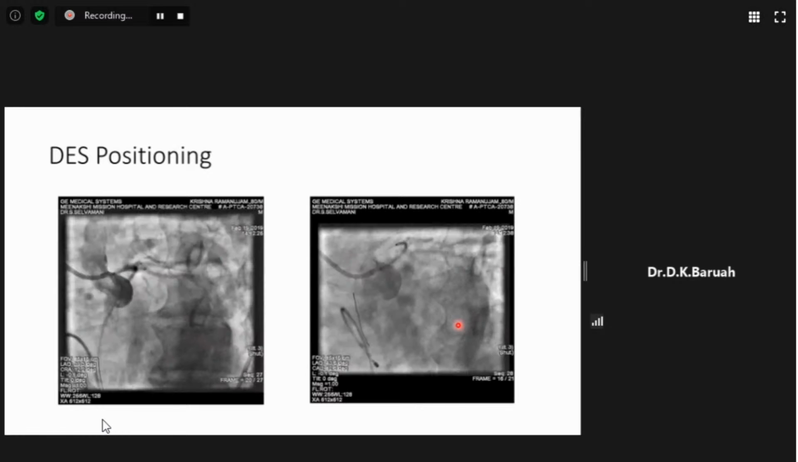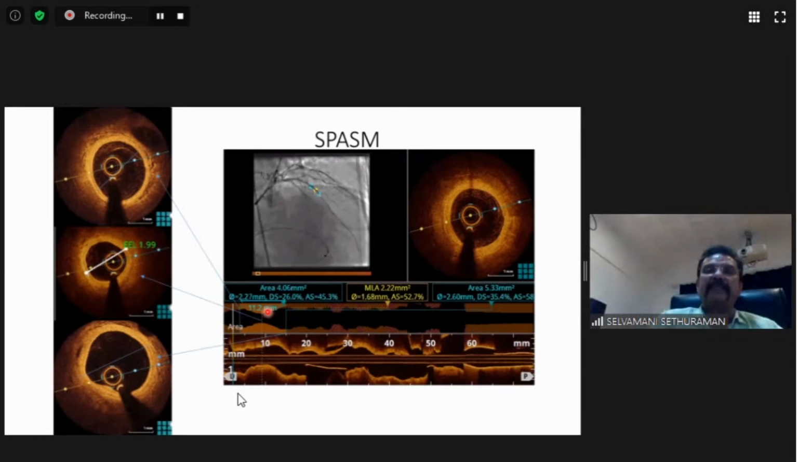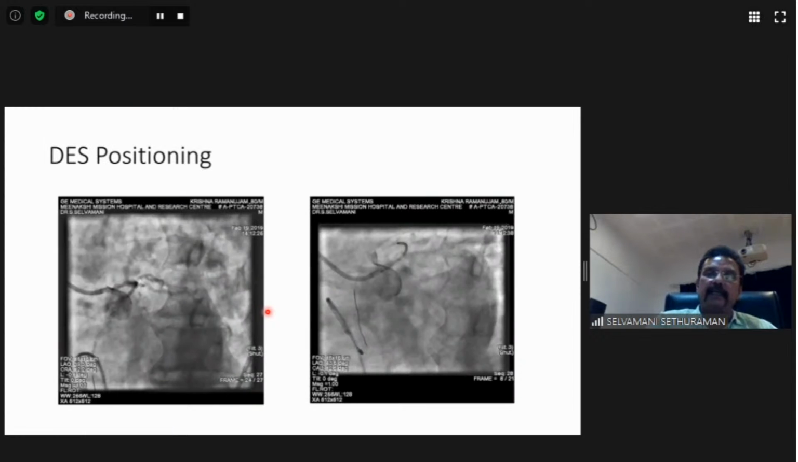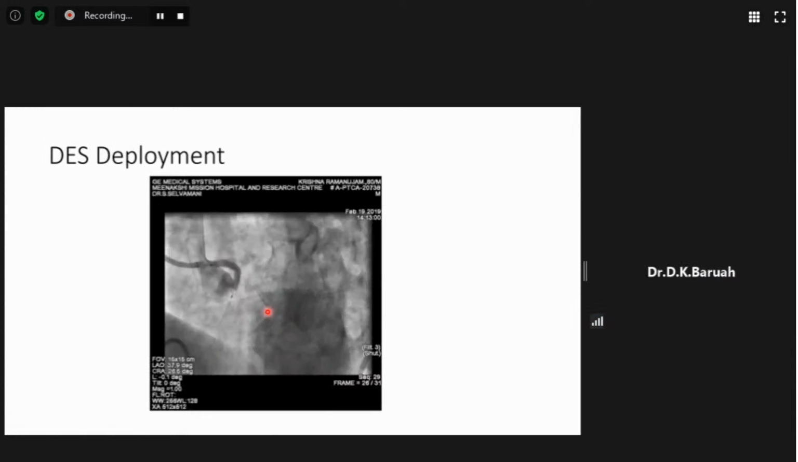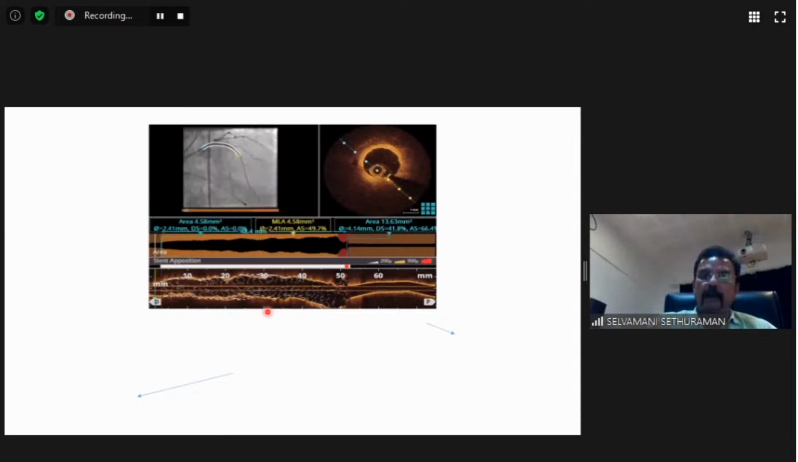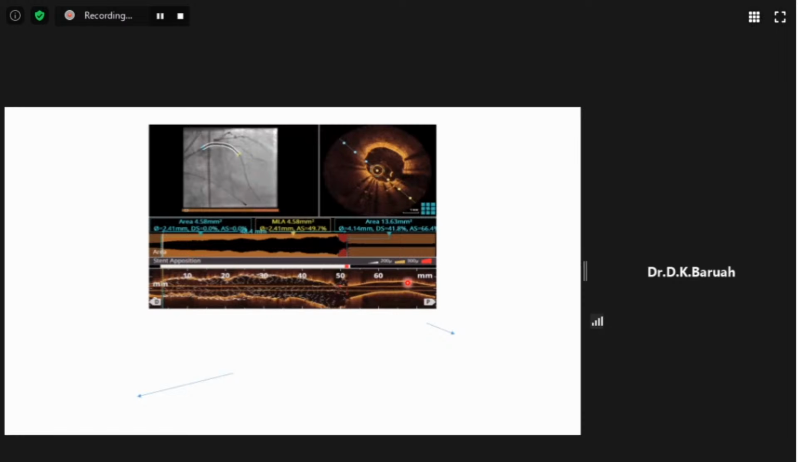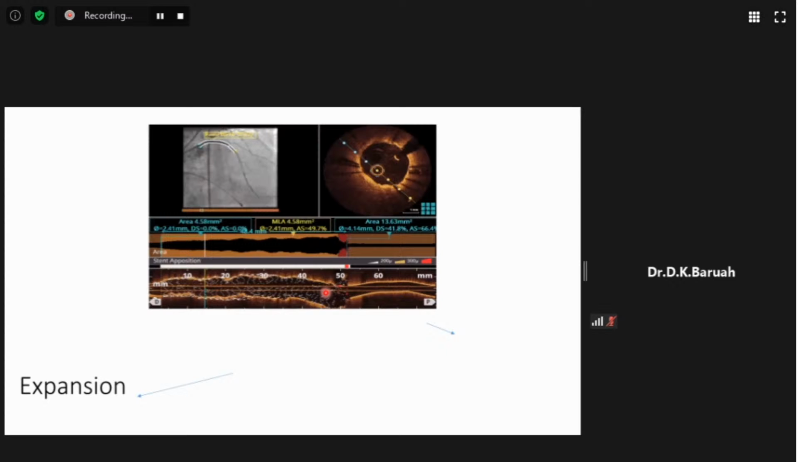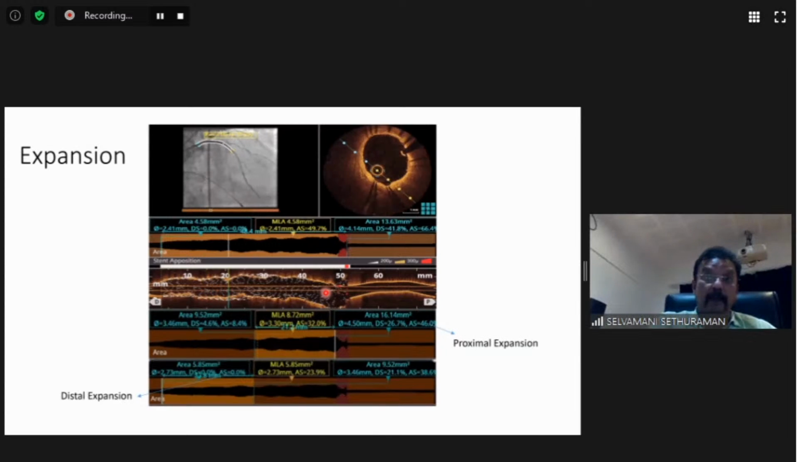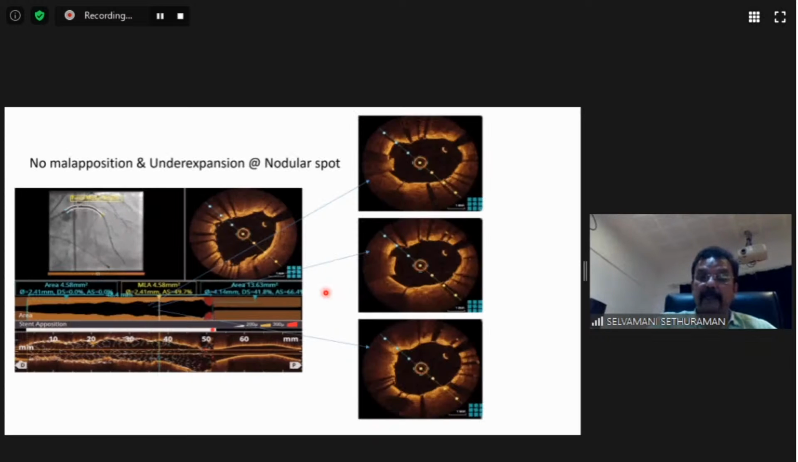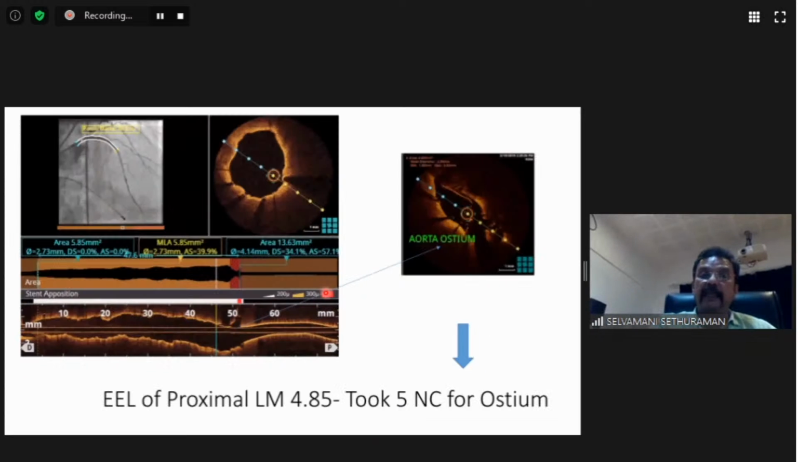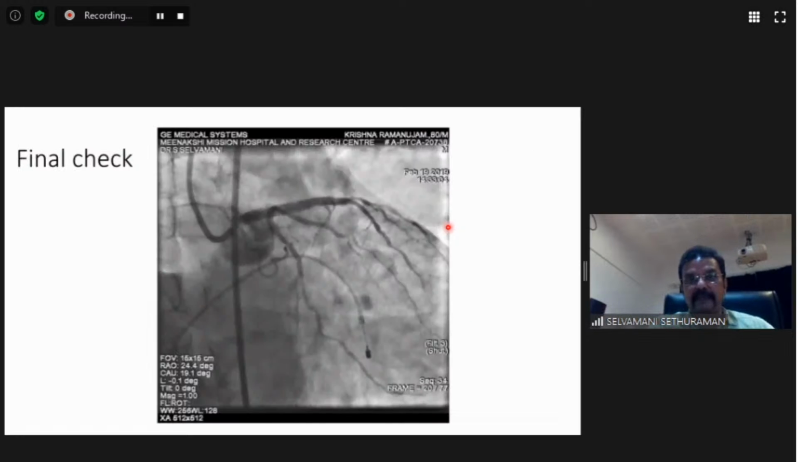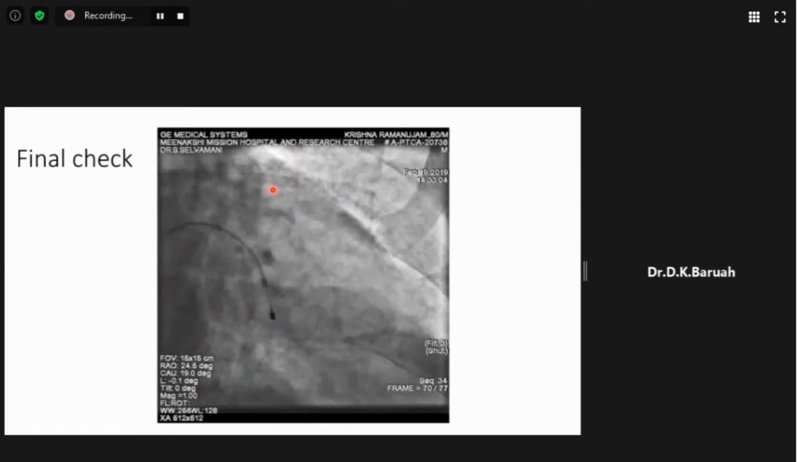And there are certain things to make out, how to make out spasms. We'll go through the next cases, 1 or 2 cases. Even here, this patient had left main disease. So I placed a long stent from the left main ostium till the mid LAD and then dilated well. We measured stent expansion, and we used the OPN balloon or NC balloon for that stent expansion, depending on the EEL diameter. And the EEL was around 4.8. So I used a 5 NC balloon at the ostium of the left main, getting a good result. Angiographically, this was the final result in this calcific nodule patient.